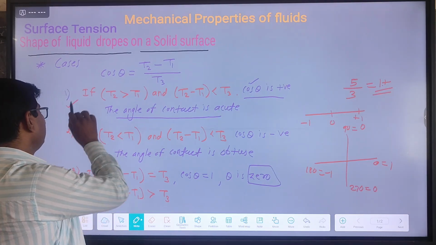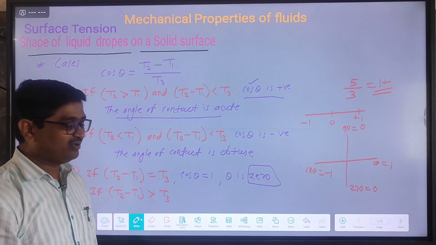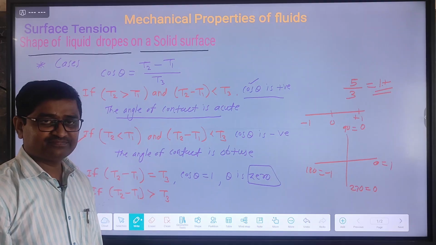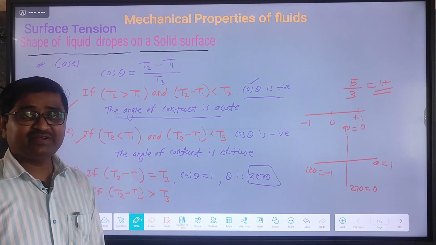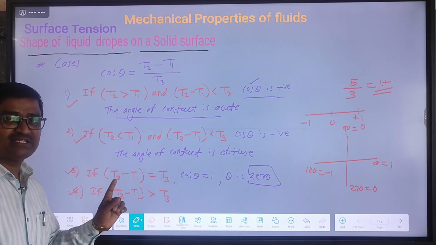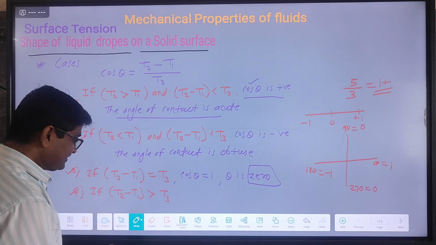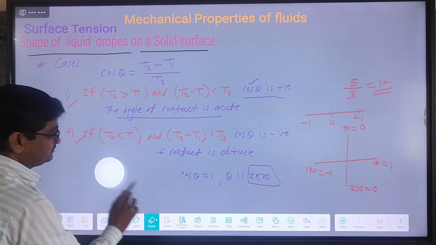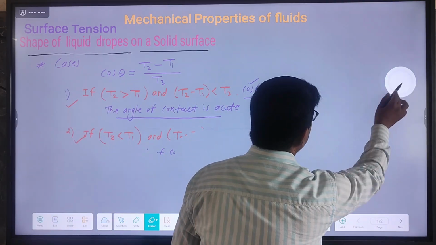So these three cases are very important: the acute angle of contact, the obtuse angle of contact, and the zero angle of contact. Get it clear? Okay. Now the next point from this chapter: the factors affecting the angle of contact. Note down all the concepts and let's discuss the next concept.